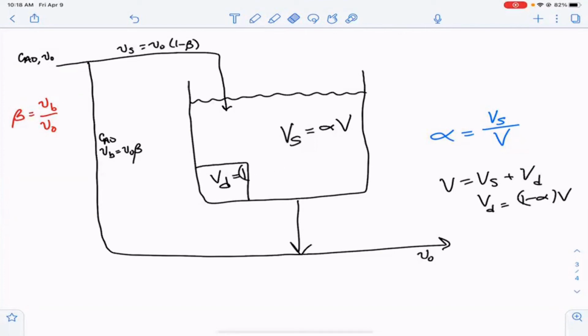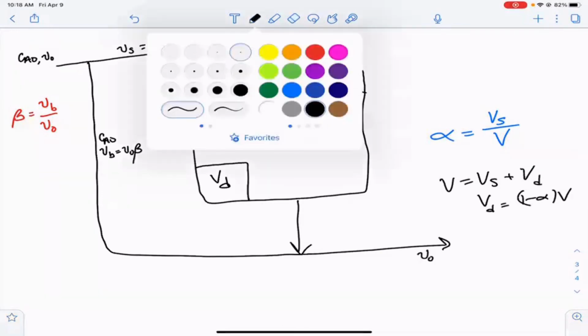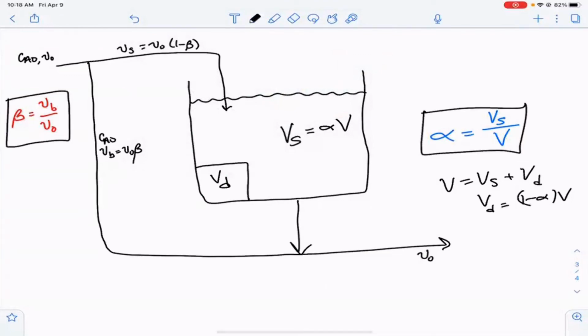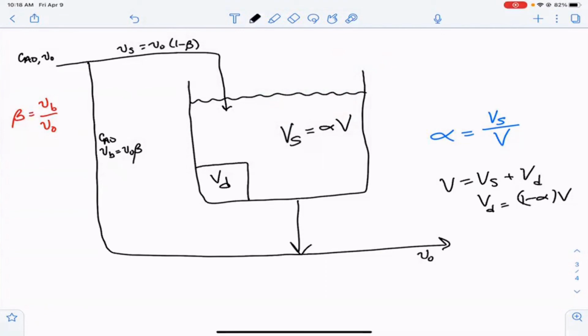Maybe that makes the diagram look a little messy, so I'll get rid of that because it's over here on the right-hand side already. Okay. So we have these parameters, beta and alpha. And because of this, if you go to look at this in your book, this is an example of something called a 2-parameter model.